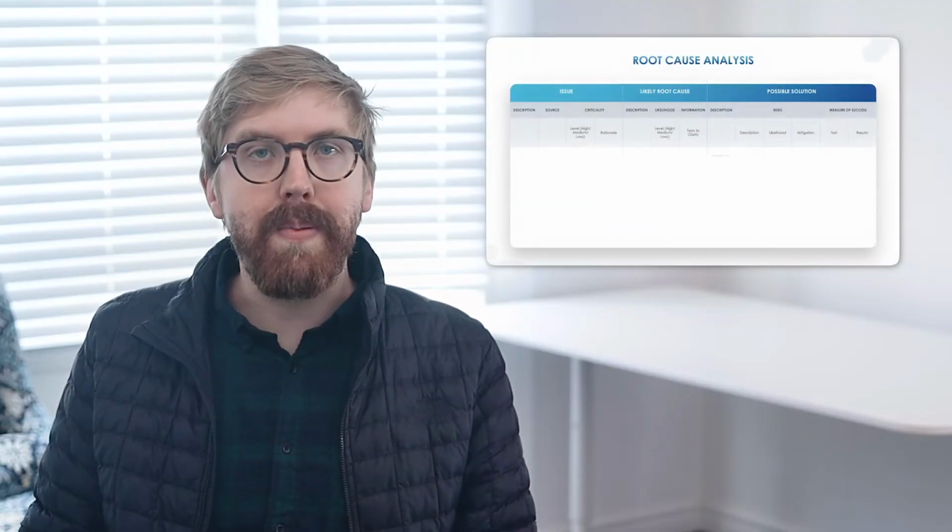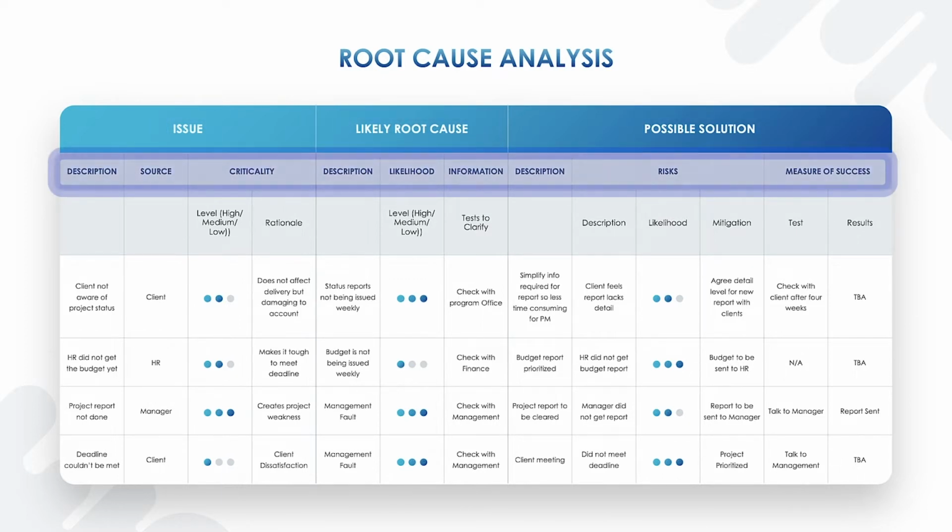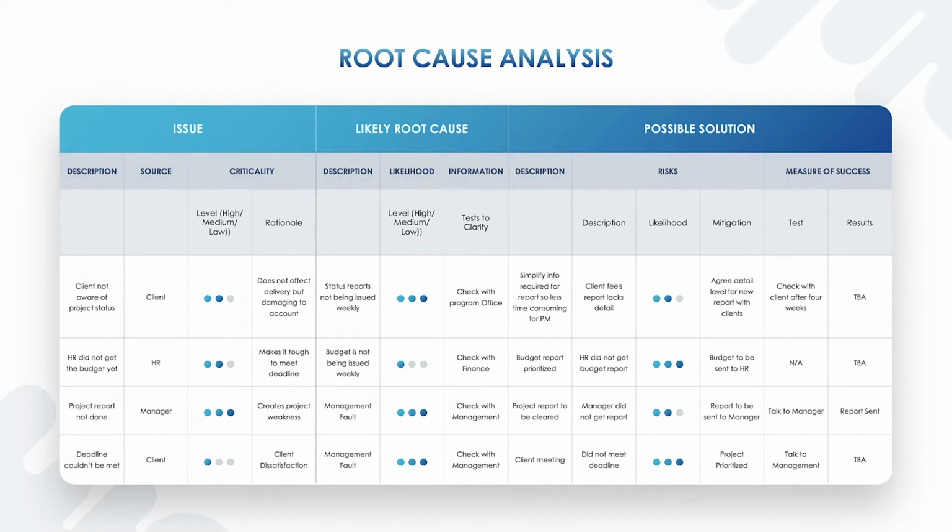Okay, back to root cause analysis. It's often important to break down the root cause of a problem. This root cause analysis chart has 3 columns that cover the identity of the issue, likely root causes, and possible solutions. Subtopics are listed below. For instance, a quantifiable element can be criticality. How severe of an issue are you dealing with?